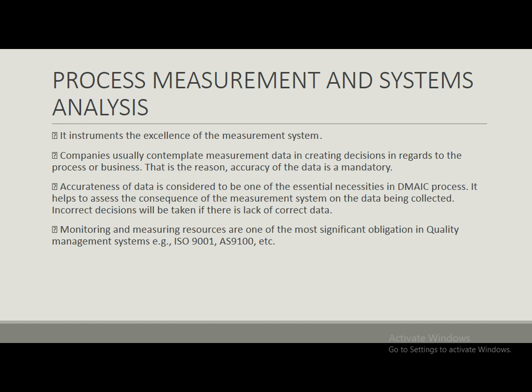Accuracy of data is considered to be one of the essential necessities in dynamic process. It helps to assess the consequence of the measurement system on data being measured and collected. Incorrect decisions will be taken if there is lack of correct data. Monitoring and measuring resources are one of the most significant obligations in the quality management system, that is ISO 9001.